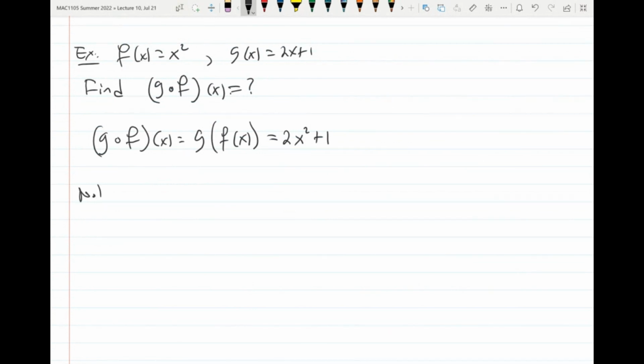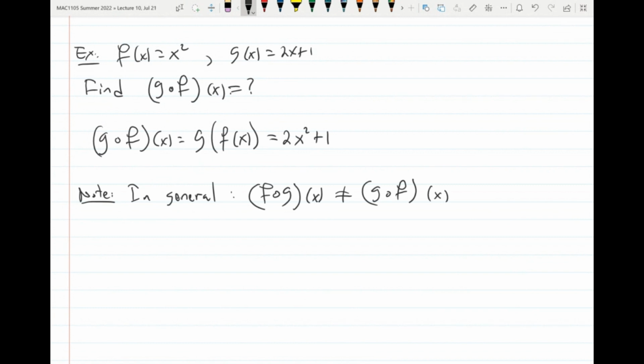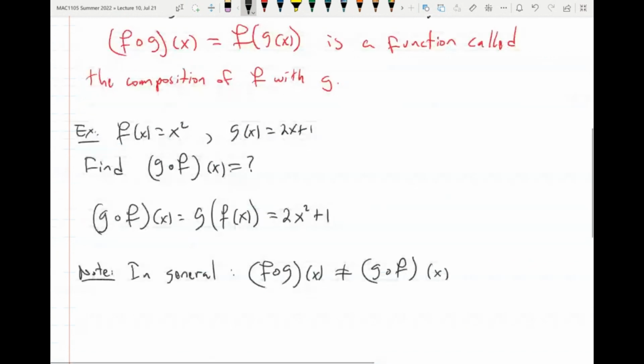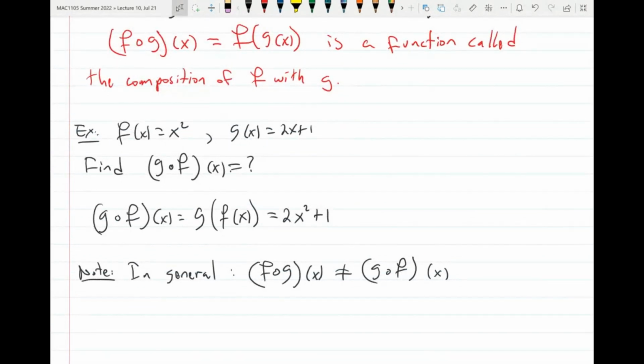So note, in general, f composed with g is not necessarily the same as g composed with f. There could be cases in which it doesn't matter, but in general, these two things are not the same. So who goes first and who goes second matters. Questions about what function composition is? It's just putting a function inside another function. That's all it is.